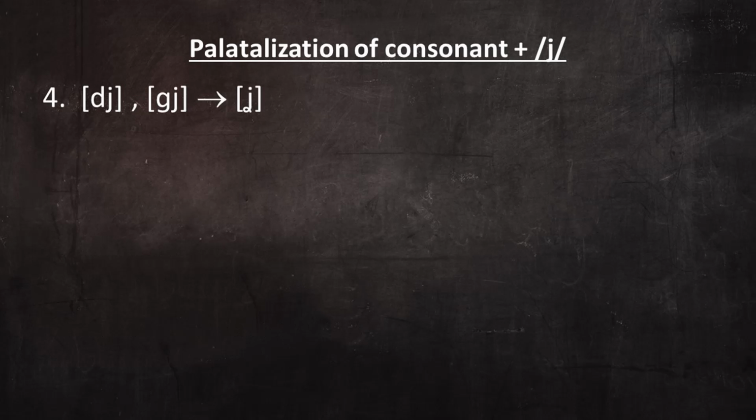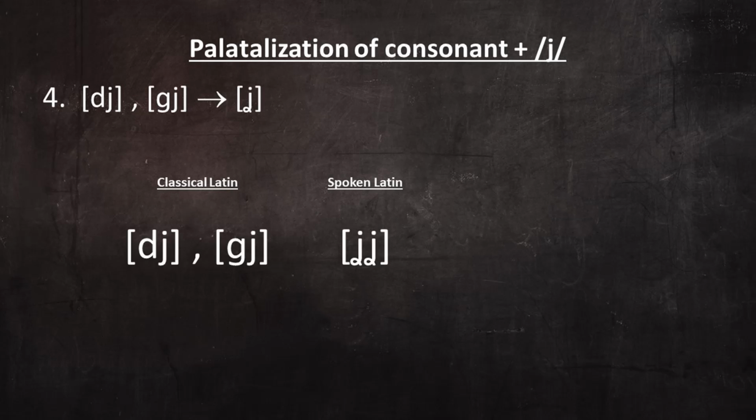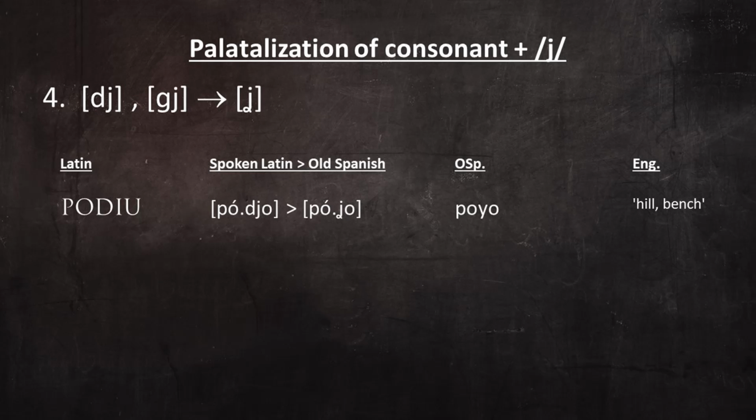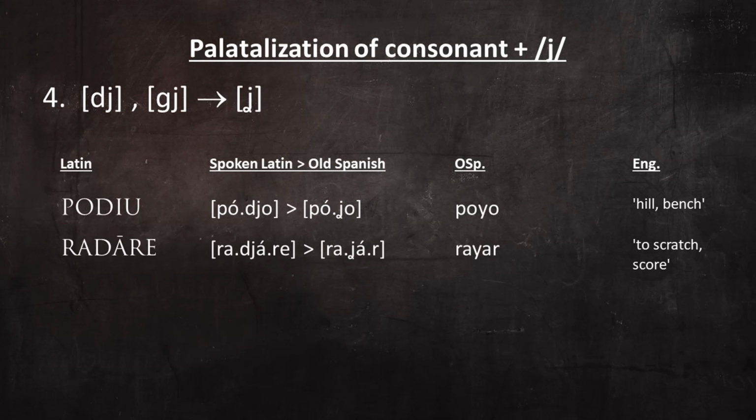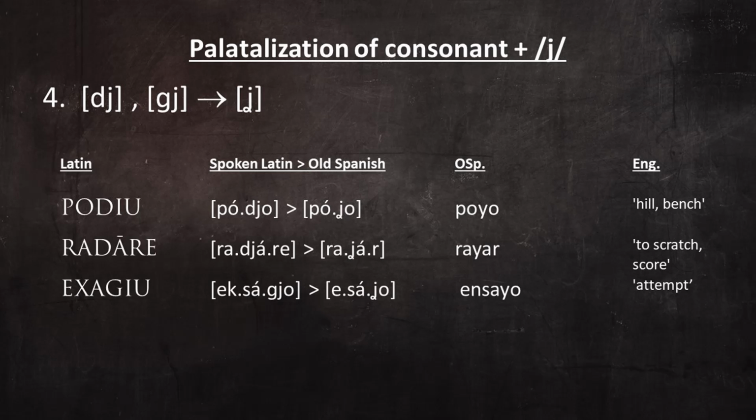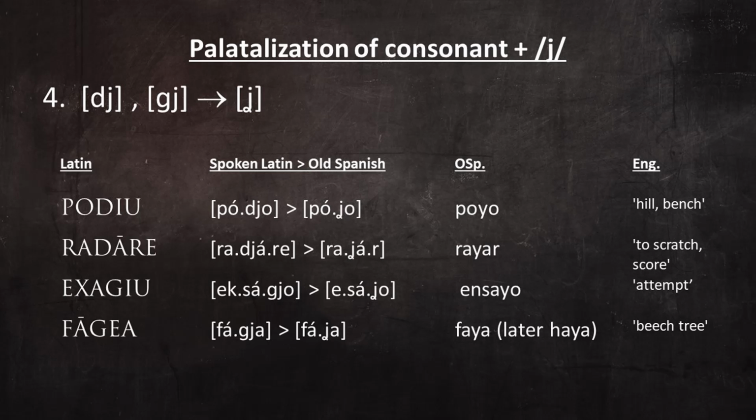Dia and gia. In spoken Latin, dia and gia were palatalized and merged into the geminate j. In Western Romance, this geminate j then reduced to simple j. So, podio became pollo. Radiare became radiar. Exagio became esagio. And fagia became fagia.